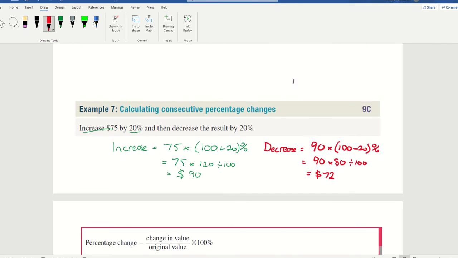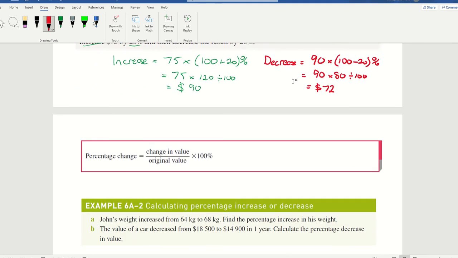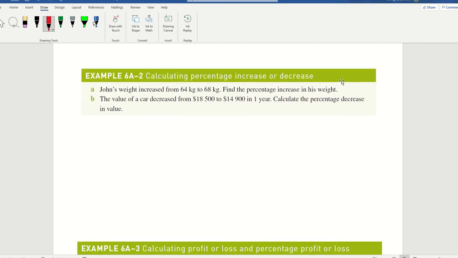Now, a percentage change. So this was our net change, or could be a net change. A percentage change is a change in value on the original value times 100%. So we did review that a lesson or two ago. Let's have a look at these.